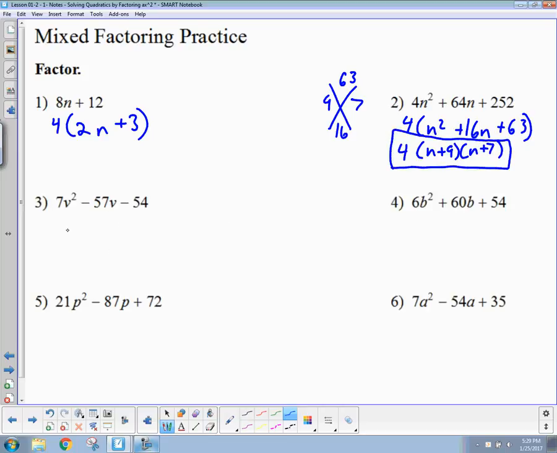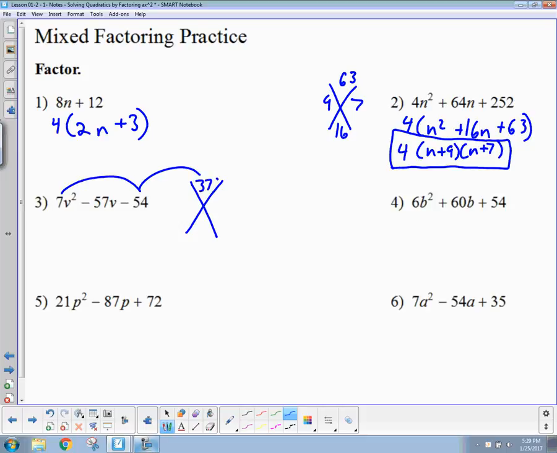7 can't go into any of these, if I'm not mistaken. No, of course it doesn't. So, we're going to do the A times C thing. So, 7 times 54 is going to be 378.